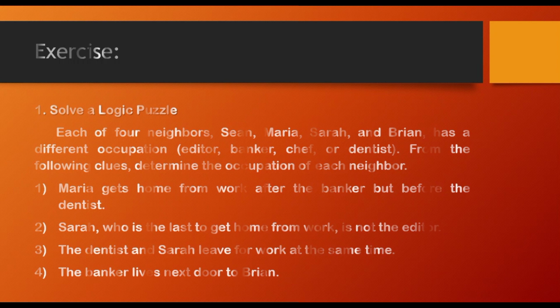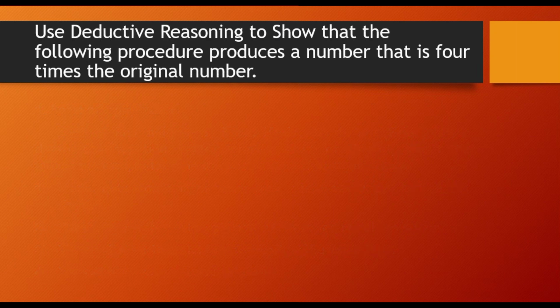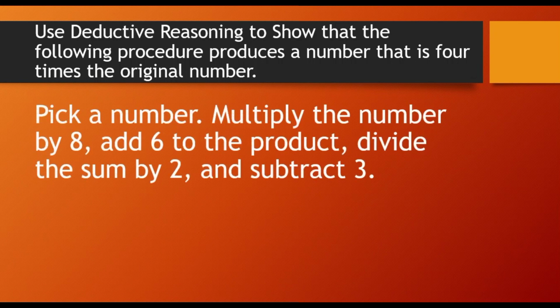Okay, now question number 2. Use deductive reasoning to show that the following procedure produces a number that is 4 times the original number. Pick a number, multiply the number by 8, add 6 to the product, divide the sum by 2, and subtract. So all you need to do for this one, as we discussed earlier, is just follow the procedure and the instructions. Okay? So that's it for today.